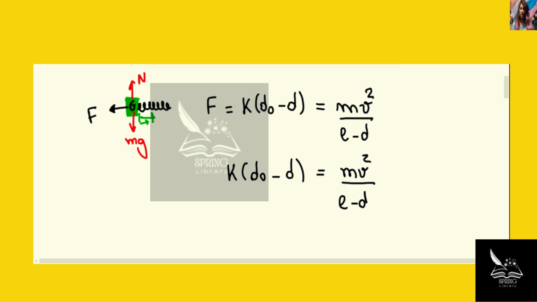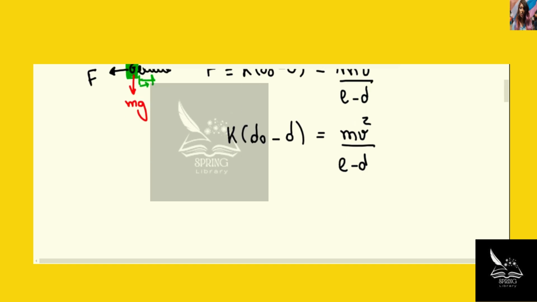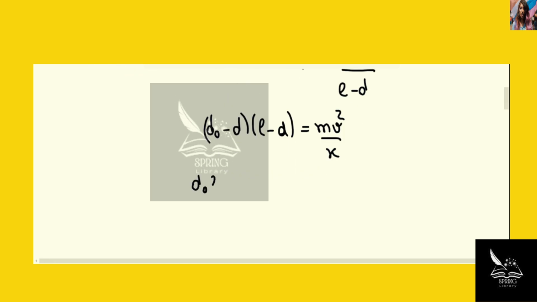Our goal is to solve this equation for d, so we know what is the length of the stretched spring, and with it we can find what is the force that the spring exerts on the plug. So we have d0 minus d times L minus d is equal to m v squared over k. So what we have is d0 L minus d0 d minus d L plus d squared is equal to m v squared over k.